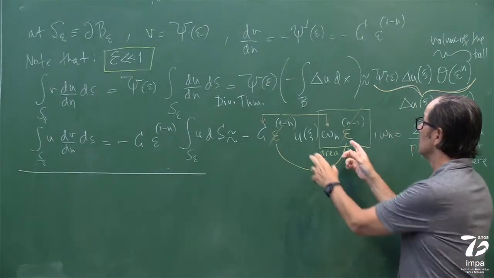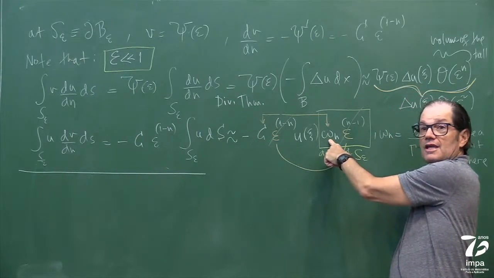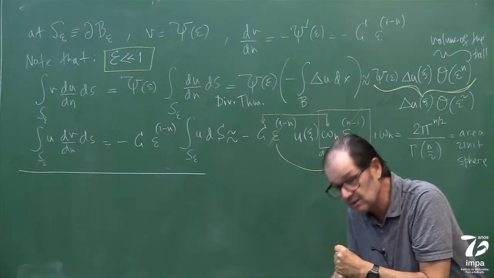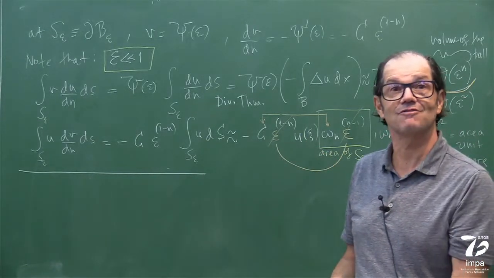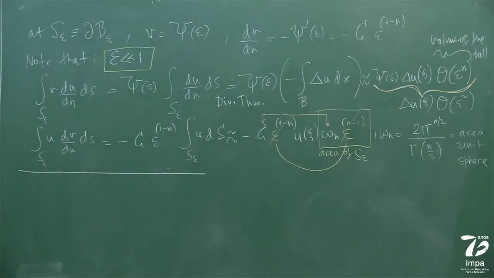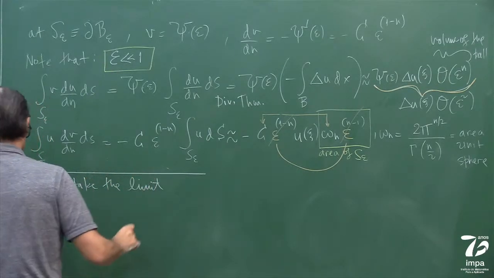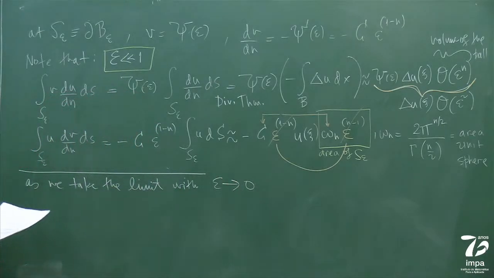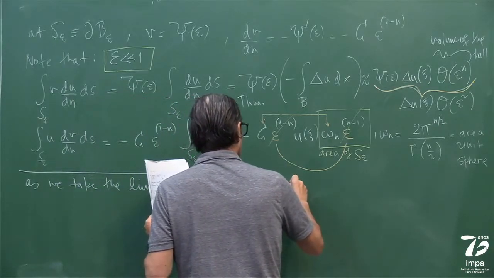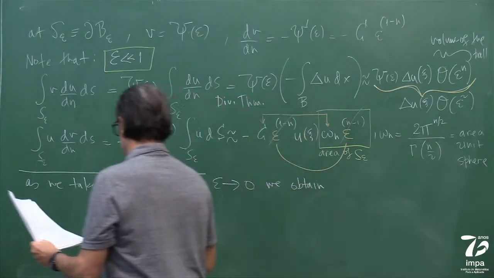There's a balance of epsilons. And if I put that singular function's constant as 1 over the area of the sphere, basically as I zoom in, what do I see there? I see the function value, that's good news. Okay, I see the function value. Okay, so let me write this. As we take the limit with epsilon tending to 0, we obtain this.